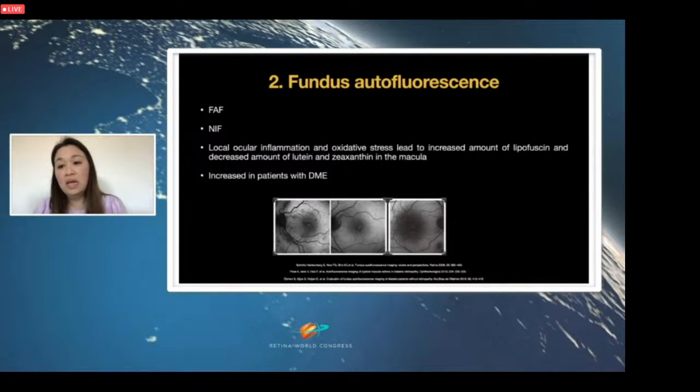Fundus autofluorescence: we can have the blue fundus autofluorescence and the near infrared autofluorescence, and usually what we're going to see is that this is increased in patients with DME. This is explained because local ocular inflammation and oxidative stress lead to an increase in the amount of lipofuscin and a decrease in the amount of macular pigments in the macula.